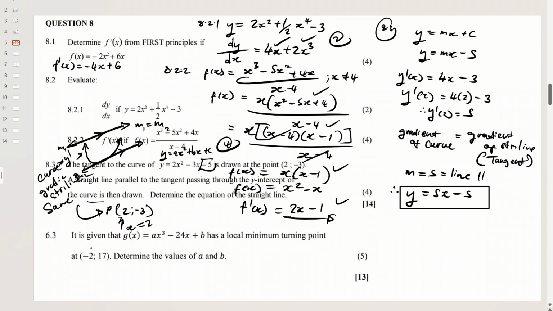We are not done. So now it is given. This is the next following question.